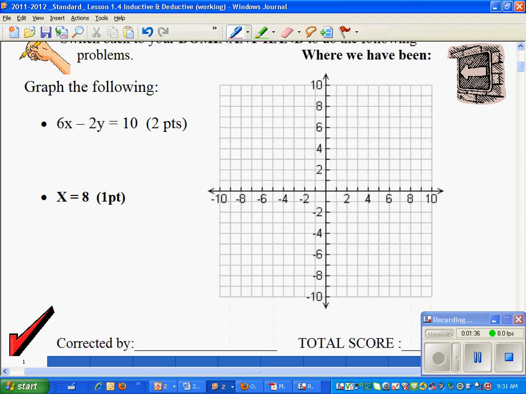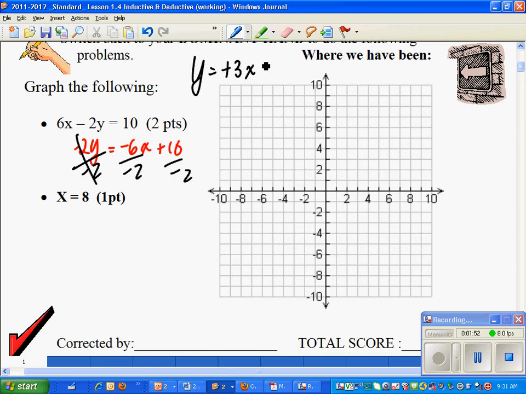I'm going to change this to y equals mx plus b, so that's negative 2y equals negative 6x plus 10. And then we divide by negative 2, negative 2, negative 2. We end up with y equals positive 3x minus 5. So I start at negative 5. My rise is 3. My run is 1. It's going to go upwards, left to right. So 1, 2, 3 over 1. Or I could even go down 3 and over 1 this way. Doesn't matter. Either way, my line is like so.